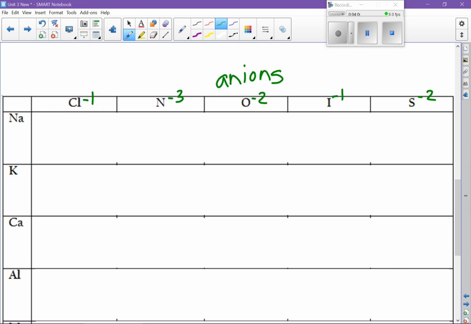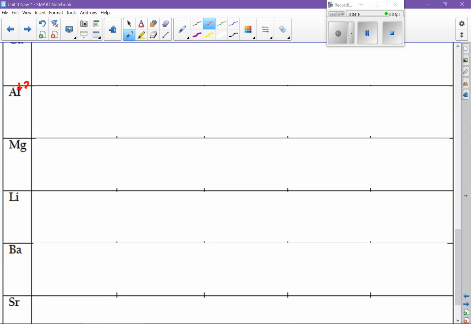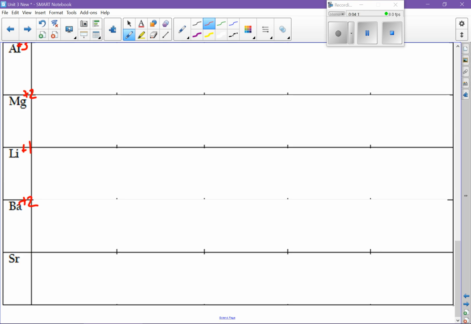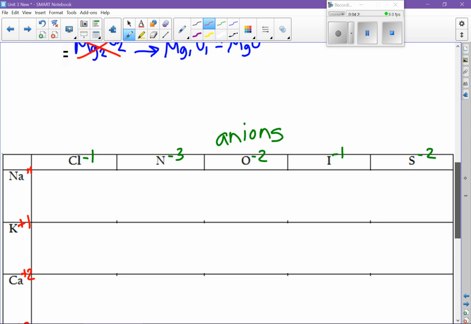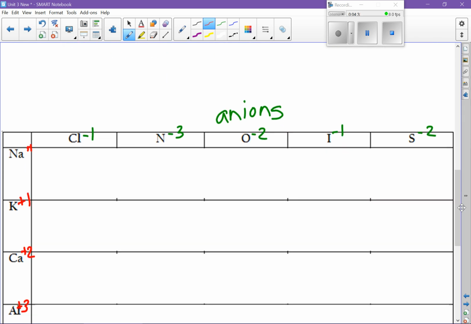Okay. Now let's do the cations. +1, +1, +2, +3, +2, +1, +2, +2. So those ones in red are cations. I got all of those numbers that I just wrote from this pattern. So if you're still not sure of this pattern, you need to come and ask about it now. Okay? Now that we have all of our charges, we're going to combine these.